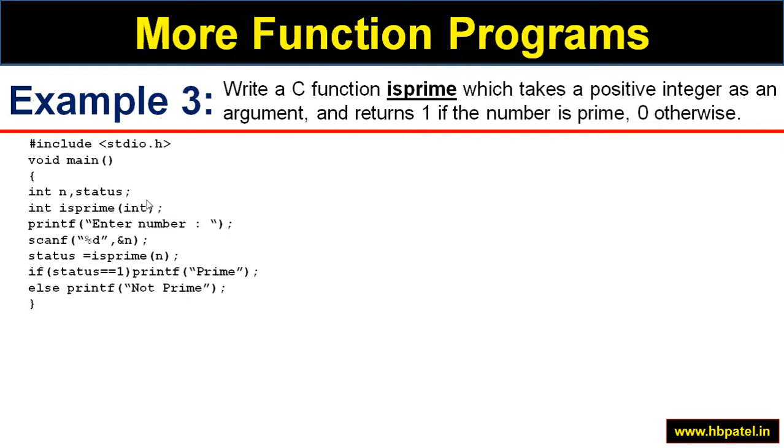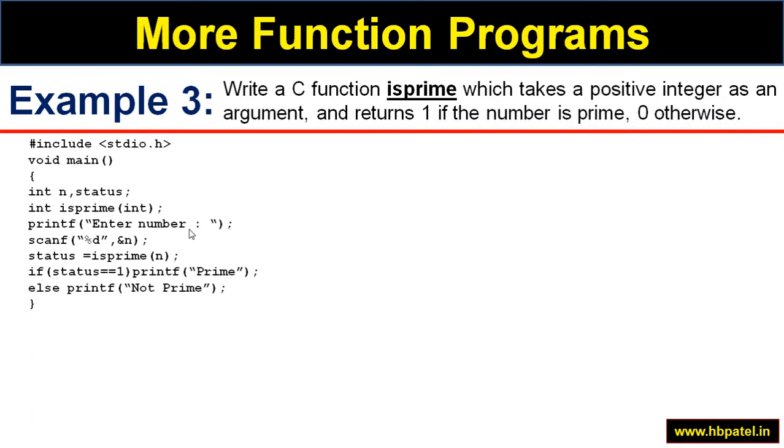So this is my main function. We have n, which is nothing but the number which I want to check. Then status. Status is something wherein I'll be assigning 1 or 0. If the value of status equals 1, the number is prime. If the value of status equals 0, the number is not prime. Before that we have a definition. is_prime is a function with one argument, which is an integer, the number which I want to check whether it is prime or not, and this function will return either 0 or 1. If it is prime, it will return 1. If it is not prime, it will return 0.